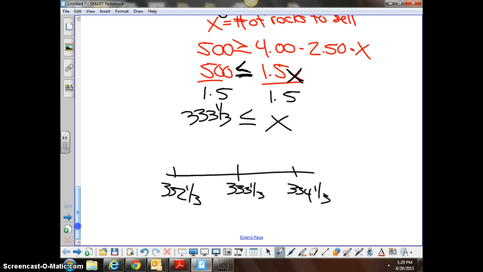332 and 1/3. Closed circle or open circle, Ben? Closed circle, because if he sells 333 and 1/3, will it work? Yes. Okay, and which way are we going? Towards 334, towards 332? 334. So if he sells 334 rocks, will he reach his goal? Yes. If he sells 335 rocks, will he reach his goal? Yes. If he sells 336 rocks? Yes. If he sells less than 333 and 1/3 rocks, like 332, will he reach his goal? No. Does that make sense, you guys?